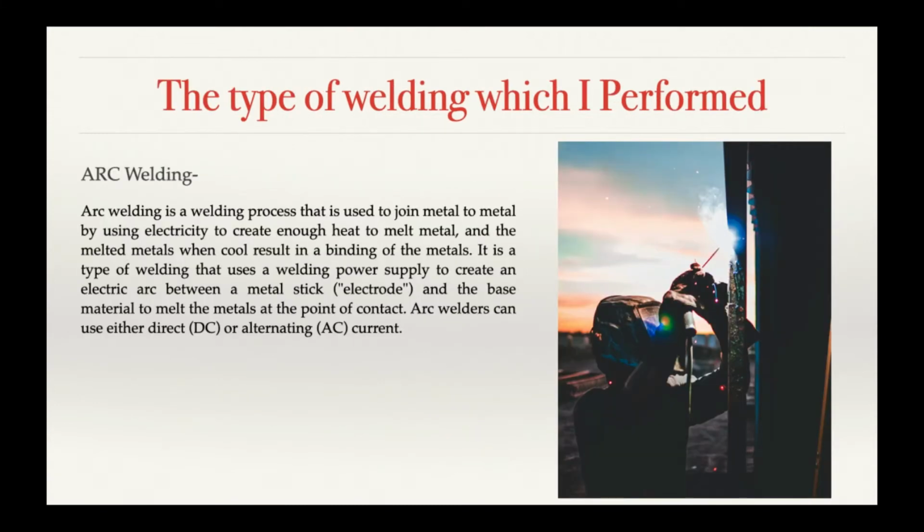Now talking about what kind of welding I performed. I performed a liquid state welding, and to be very specific, I performed arc welding. Arc welding is a welding process that is used to join metal to metal by using electricity to create enough heat to melt the metal, and the melted metals, when cool, result in binding of these metals. It uses a welding power supply to create an electric arc between a metal stick and the base material to melt the metals at the point of contact.